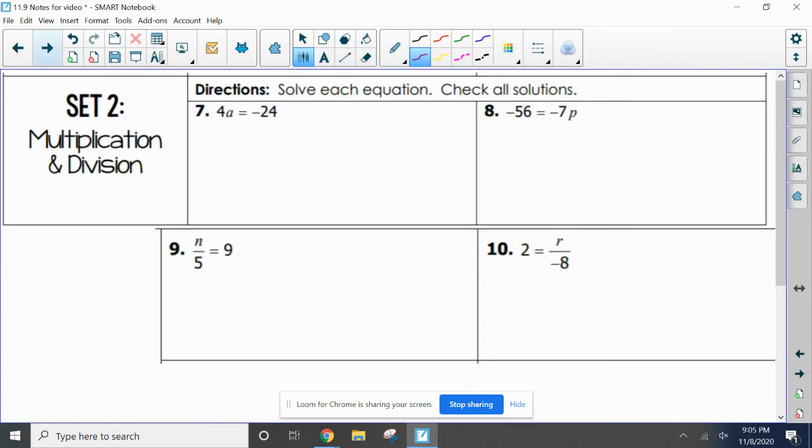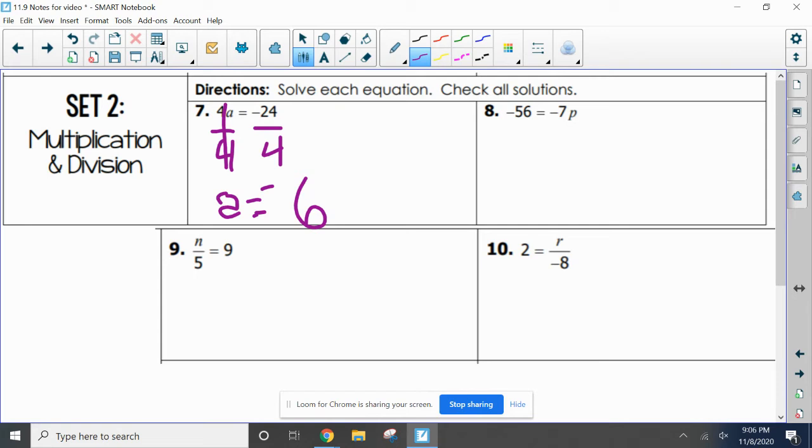All right, let's do a couple of examples with multiplication and division. Same thing, multiplication gets rid of division and division gets rid of multiplication. And when I have a variable next to a number, that implies multiplication. So if I look at 7, I have 4 times a equals negative 24. So in order to get rid of multiplication, I have to do division. So divide by 4. What I do to one side, I still have to do to both. 4 divided by 4, 4 over 4, is simply 1. So we have 1a, or a, equals negative 24 divided by 4. Well, 24 divided by 4 is 6. And a positive and a negative is going to give me negative.